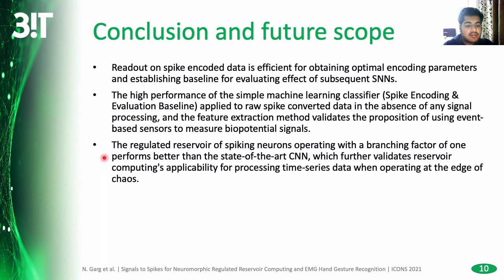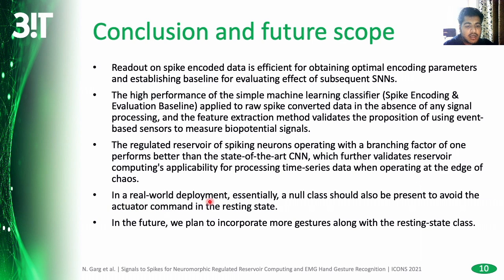The regulated reservoir of spiking neurons operating with a branching factor equal to 1 performs better than the state-of-the-art CNNs, which further validates reservoir computing's applicability for processing time series data while operating at the edge of chaos. In real-world deployment, a null class should be presented to avoid actuator commands in the resting state. Therefore, in future, we plan to incorporate more gestures along with the resting state command.